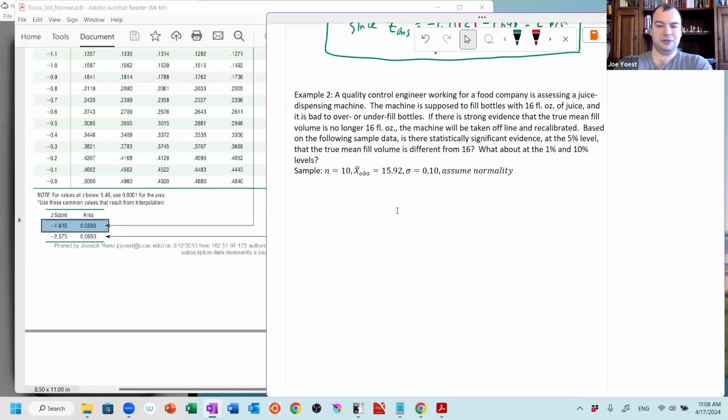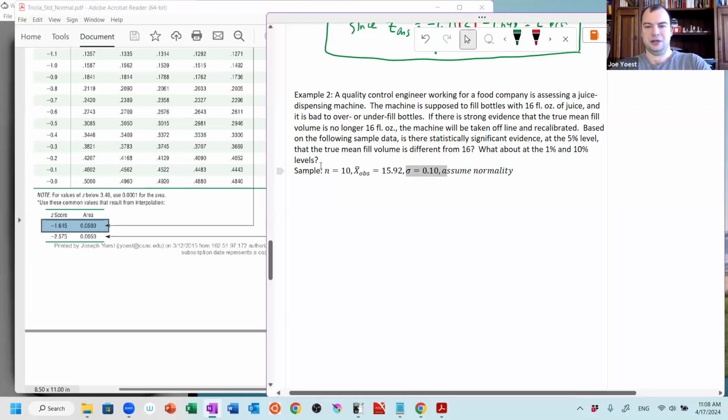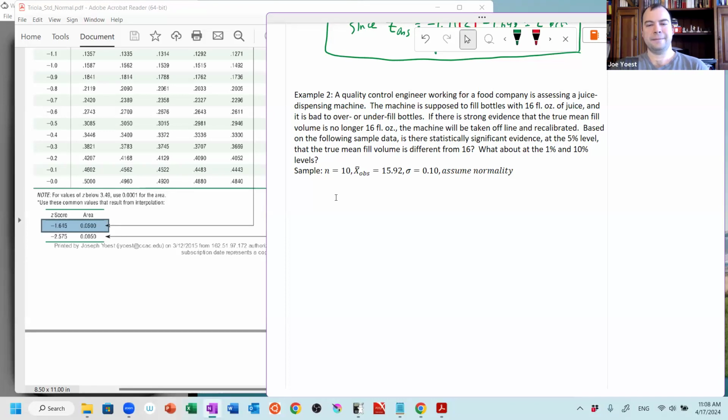Again, looking at this, we might say, 15.92 isn't exactly 16. The naive approach might be, since X bar observed isn't exactly 16, shut down the machine and recalibrate it. But we know that there's going to be some sampling error. So the question is, is 15.92 so far away from 16 relative to all of the other parameters, the standard deviation, the sample size, and so on? Is it so far away from 16 that it would take a minor miracle for it to be due to sampling error? In which case I should presume that the mean fill volume is no longer 16, shut down and recalibrate?